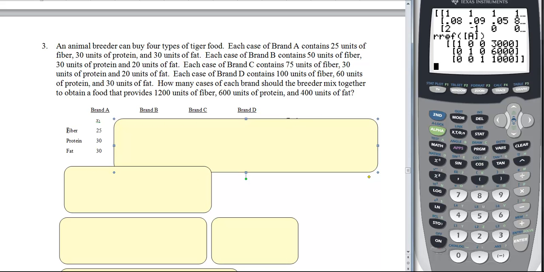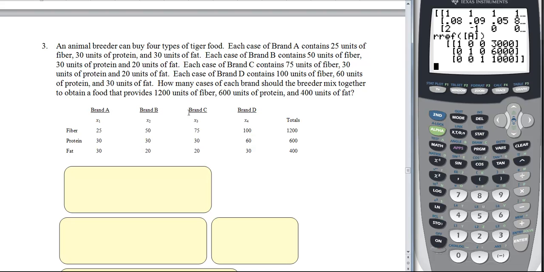So I need my row headings, and the values that go for brand A. If you'll notice, x sub 1 is going to represent the number of cases for brand A. See if you can fill out the rest of this table before you pause me. Okay, I'm going to go ahead and do it. So pause me.